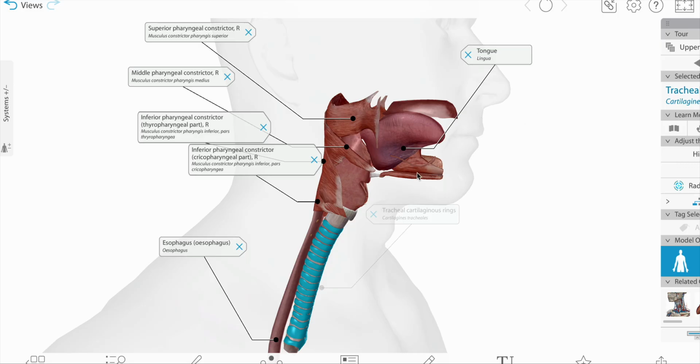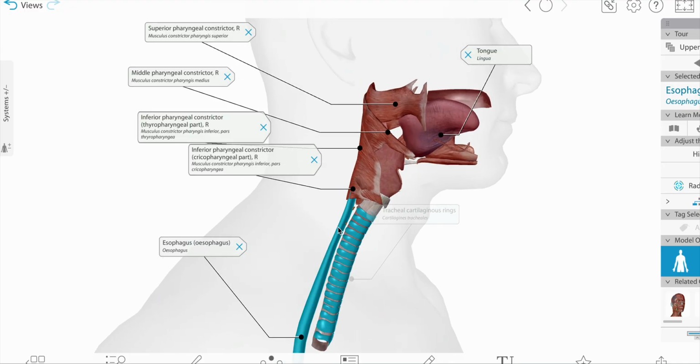So right now I have a lateral or sagittal view of the upper part of the respiratory system. I've dissected out a lot of the accessory structures here, including a lot of the muscles that support the tongue and ligaments and things like that. What I want you to focus on here is just where the esophagus is.